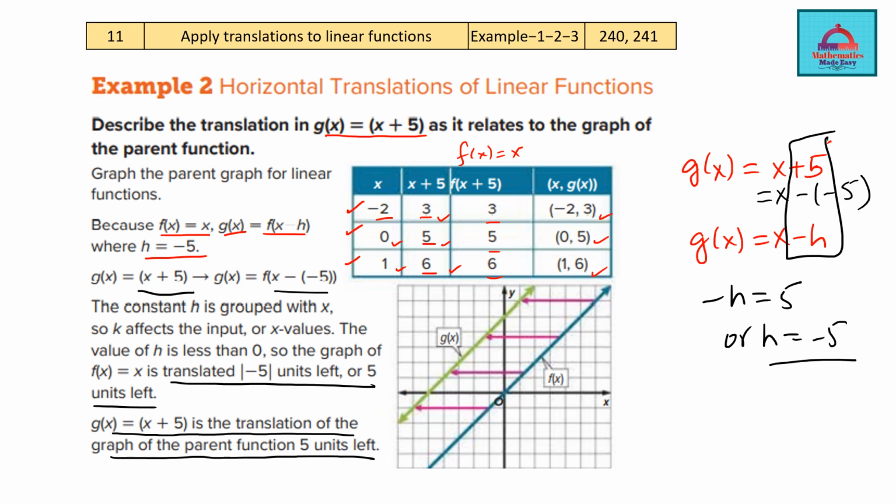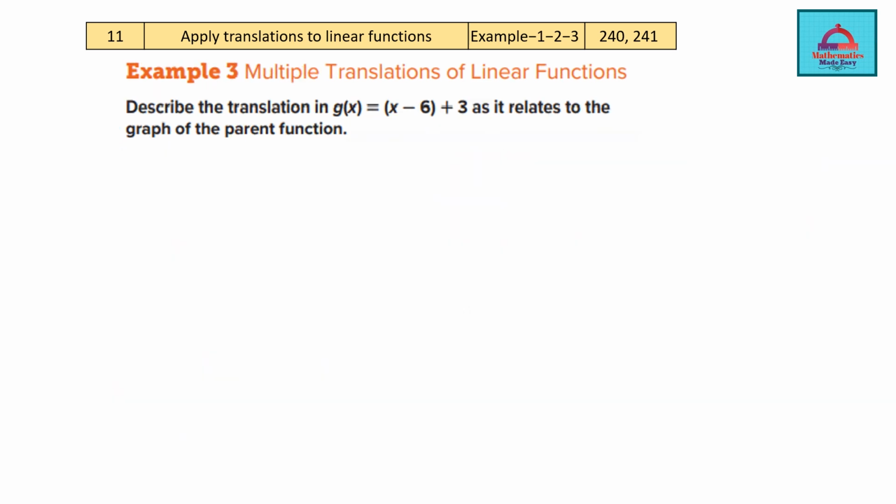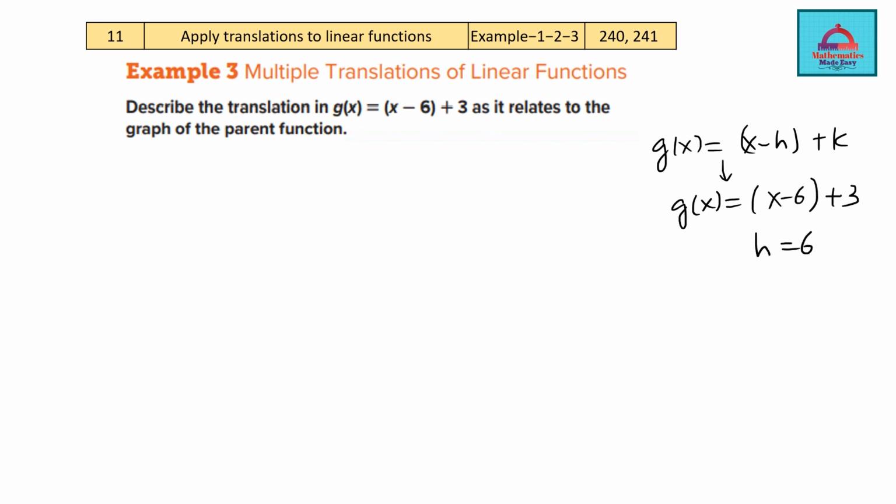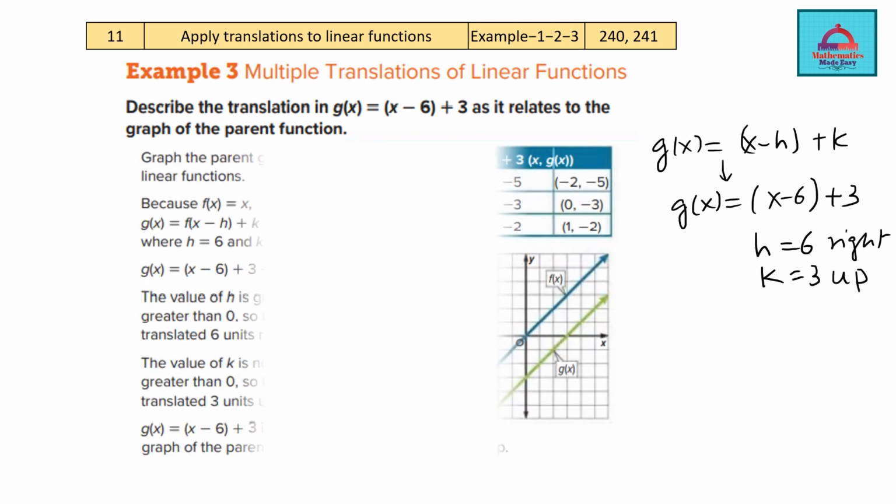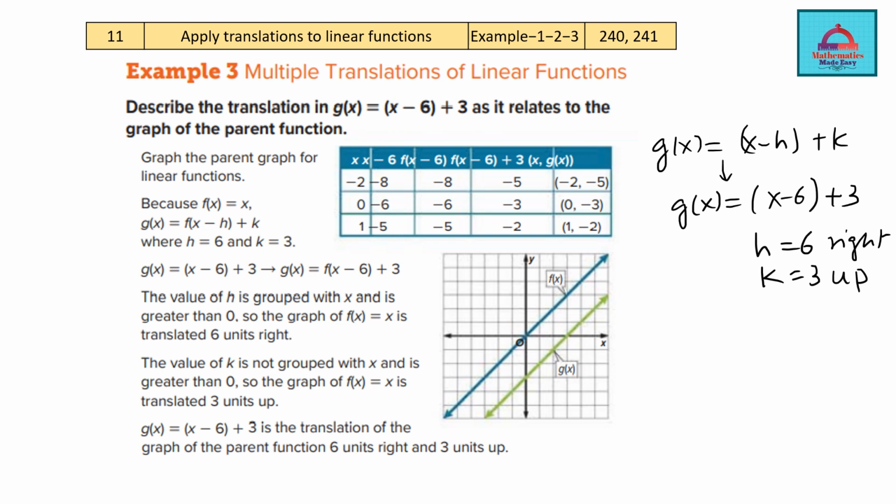So this is a question on horizontal translation. Now we do a question on multiple translation or mixed translation. So here g(x) is equal to f(x - h) + k. You are going to compare it with the given question. So g(x) equal to x - 6 + 3. So h is 6 and k is 3. So if h is 6, it is going to move right by 6 units and it is going to go up by 3 units. So this is the transformation which is going to happen. So as I explained, h and k, these are the values.